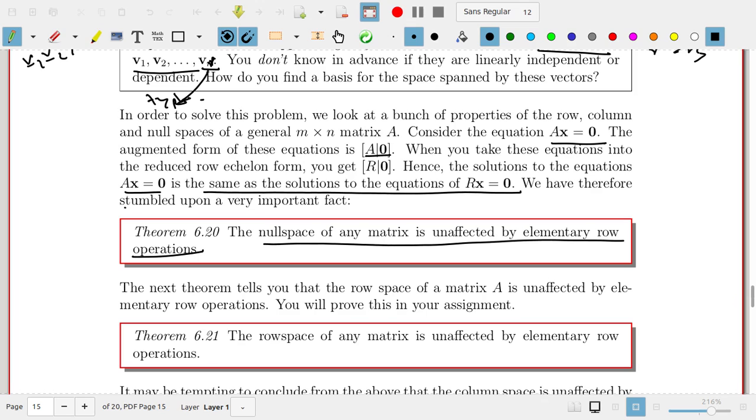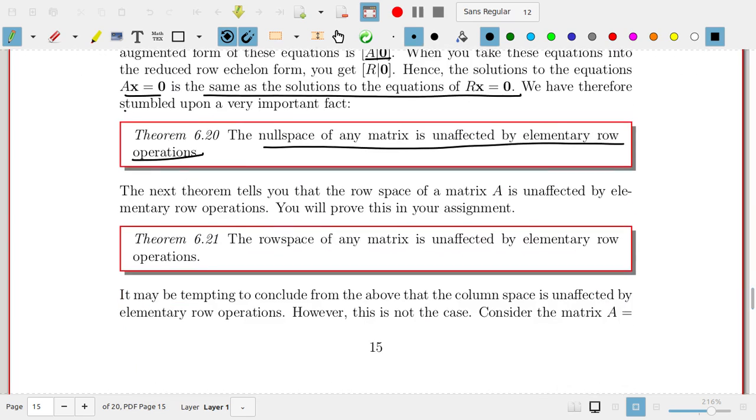So what does the next theorem say? The next theorem tells you that the row space of a matrix A is unaffected by elementary row operations as well. And of course, this is something that you need to prove in the assignment. Now, why is that the case? For this, you have to, of course, use m by n matrices, right? In general, m by n matrices.